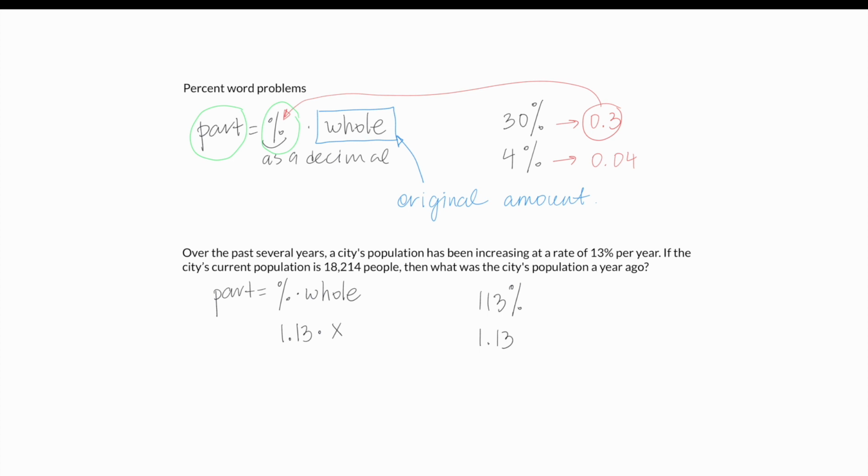Now the part is 18,214, and we can easily solve this equation for x by dividing both sides by 1.13, which gives us x equals 16,118.58, and the question will likely ask you to round it to the nearest whole person because we're talking about people here, so that is 16,119 people.